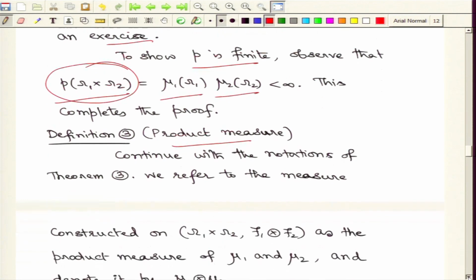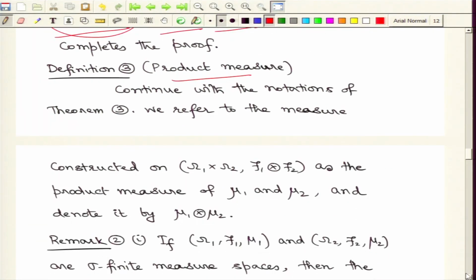So, let us continue with the notations of this earlier theorem, that we have two measure spaces given to us, omega 1, F1, mu 1 and omega 2, F2, mu 2.